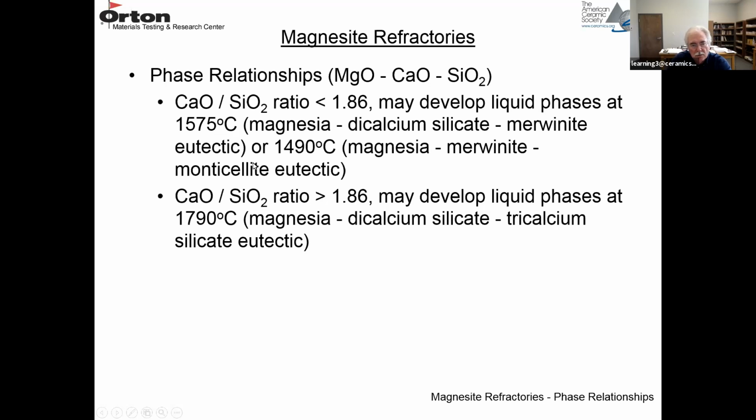So that's undesirable. Or if you have the combination magnesia, merwinite, and monticellite, merwinite and monticellite are low melting materials, and the eutectic is even lower, 1490 degrees C. But if you have the lime to silica ratio greater than 1.86, the first liquid phases that develop are at 1790 degrees C, which is the eutectic between magnesia, dicalcium, and tricalcium silicates. So this is above steelmaking temperature.